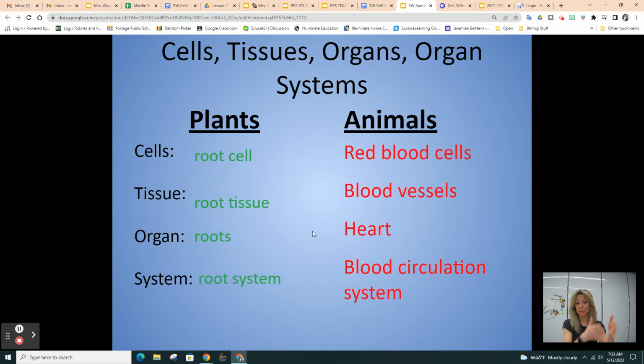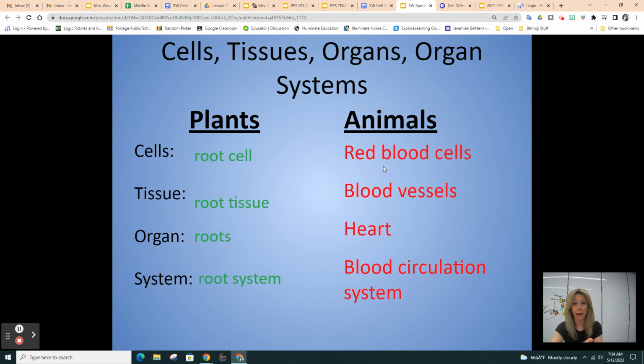Okay, so let's first look at a plant. We saw the root cell with the little hair, which had the large surface area to pull in water and nutrients. Those cells all build up like Legos and make up root tissue, which then makes up the roots of the plant, which are considered an organ. And they make up a root system. So cells make up tissues, the tissues make up the organs, and the organs make up the system.